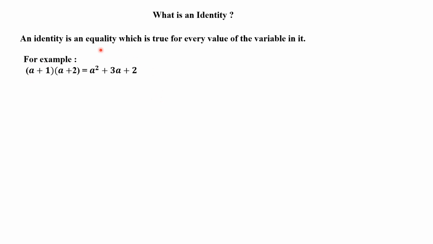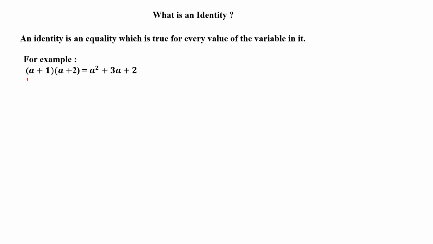Now if I see the definition, it says that it is an equality. Equality means having an equal sign, which is true for every value of the variable in it. Now if you see in this example, your variable is a. It means whatever value of a you give, your LHS will become equal to RHS. Then we will say that this is an identity. So let's see one example. Let's put the value of a as 1.